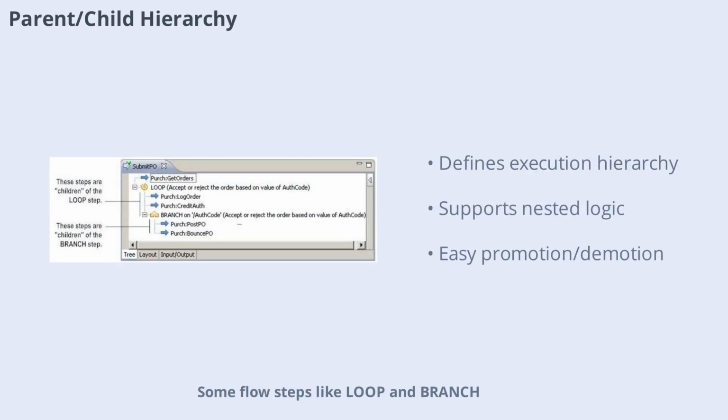Some flow steps, like loop and branch, have child steps that are indented beneath them. This hierarchy defines which steps are executed as part of a parent step, supporting nested logic in complex workflows. Promoting or demoting steps within the hierarchy is easy, allowing you to structure your flow service for maximum clarity and efficiency.